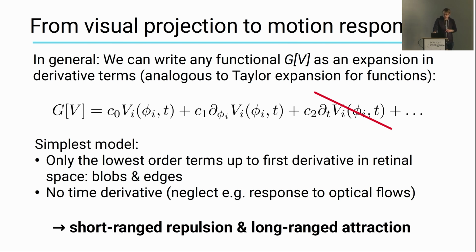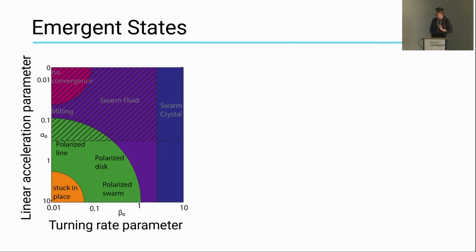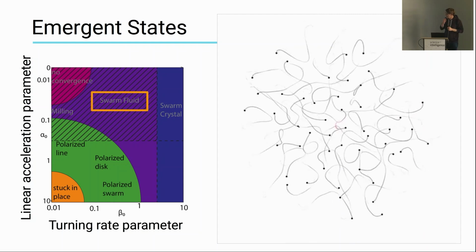And the cool thing is that already with these two interactions, we can actually create a short-range repulsion and a long-range attraction. We can reproduce the movement response of a single fish to its neighbor. And most importantly, when we vary two core parameters, we can reproduce all the different patterns of collective movement that people also observed with classical social force models. And here, just to give you a very quick visual impression of these.